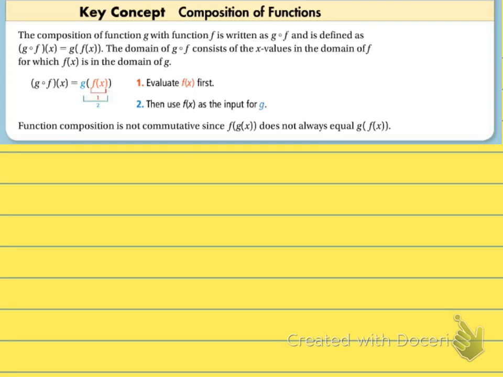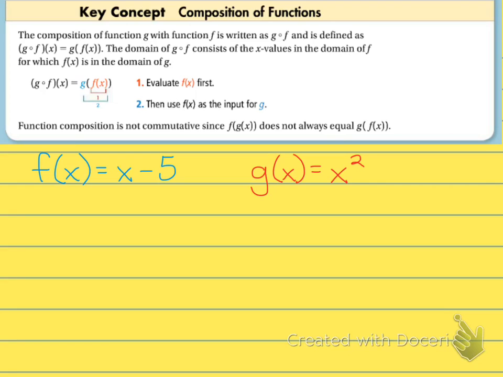Okay, so the first thing we have to do is evaluate the f of x, because that's what comes second in the rule, g of f. So we're going to figure out what the f of x function is, and evaluate that first. Then we're going to use whatever answer we get from that as the input value for the g function. Okay, so let's look at a couple of examples here.